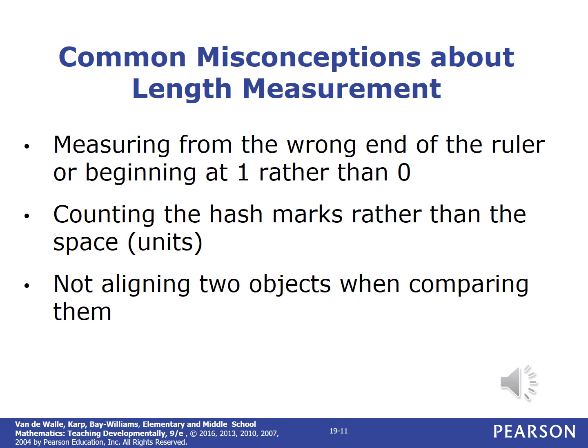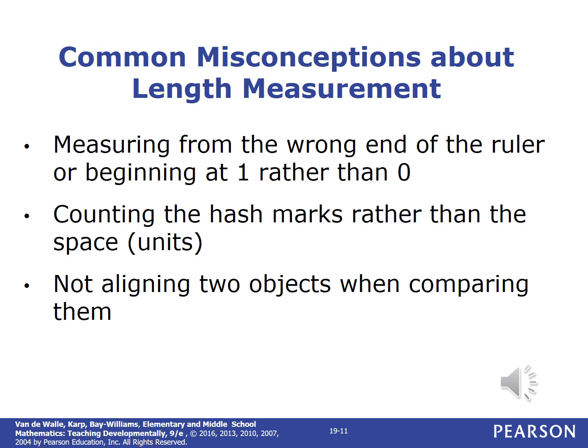Length is usually the first attribute that students learn to measure. It is found by locating 2 endpoints and examining how far it is between those 2 points. Length is not immediately understood by young students. There are some common misconceptions, like measuring from the wrong end of the ruler or beginning at 1 rather than 0.